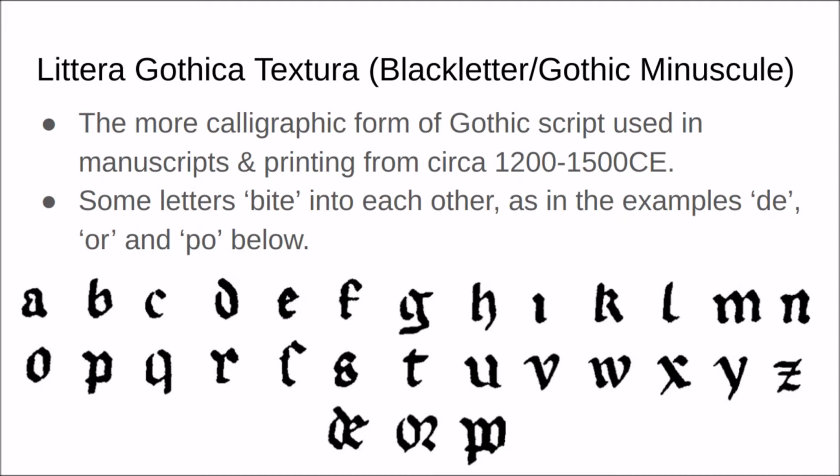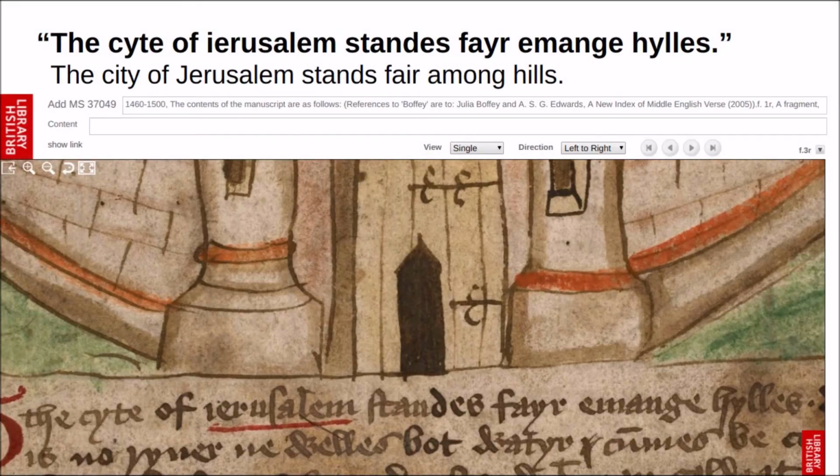My advice is to have this picture in front of you as a guide, as a reference when you're reading medieval texts. Here we have an example of it from the Travels of John Mandeville, and we can see I have transcribed the first line for you there. The city of Jerusalem standeth fair among hills. The city of Jerusalem stands fair among hills. So you can see how, for instance, there are two forms of the letter S in "standeth" right there. The tall form is not quite so familiar to us.